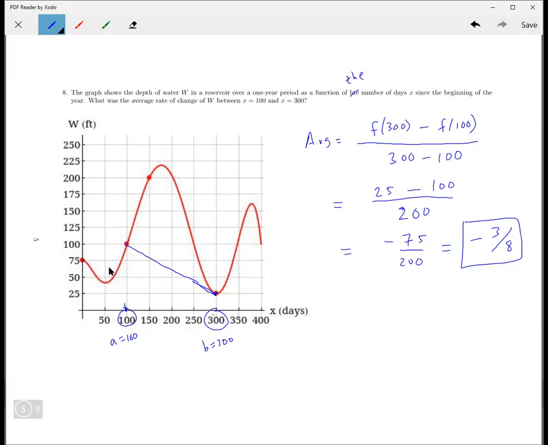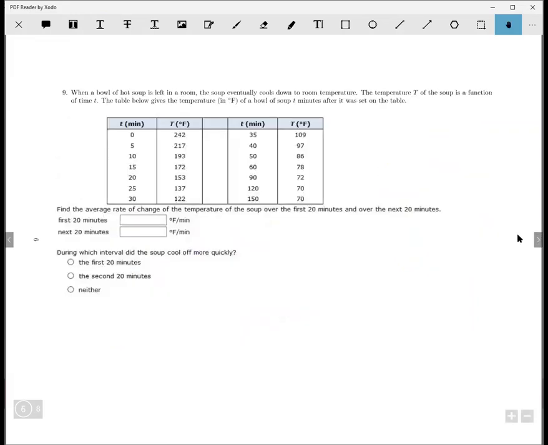The other way you can think about it is just look at these as coordinates of points. So this coordinate here is 300, 25. And this one is 100, 100. And then just find the slope of the line between those 2 points, which is going to work out to be this. So the numerator would be 25 minus 100, all over 300 minus 100. It'll work out to be the same thing in either case, of course. Number 9.